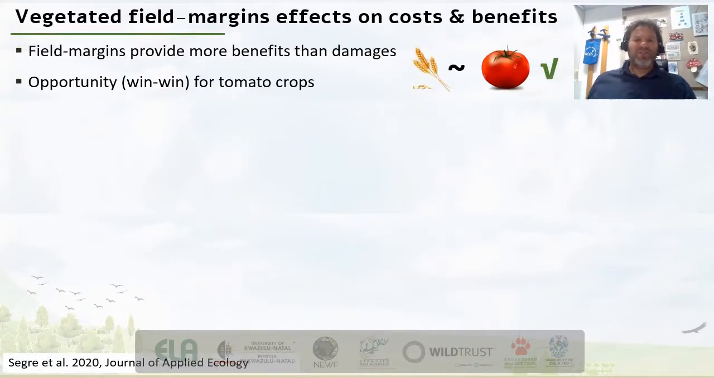So how can we summarize all this? First of all, field margins provide, as far as we saw in our context, more benefit than damage, and this is especially true for tomato, where we have a win-win opportunity, a win-win for the farmer and for biodiversity conservation.